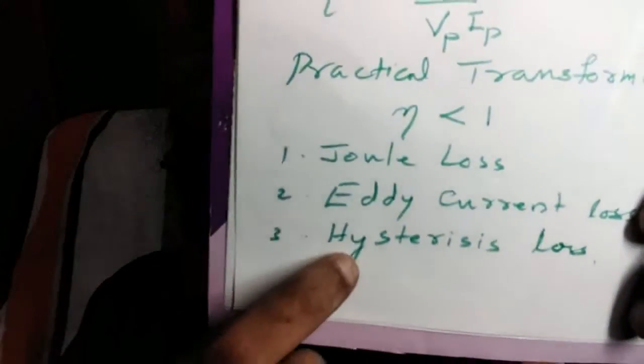Then finally there is hysteresis loss. Whenever a material is magnetized and demagnetized repeatedly, a certain amount of energy will be lost in the form of heat. That is known as hysteresis loss or hysteresis effect. You can reduce it by choosing proper materials such as soft iron, etc. And we will discuss this hysteresis loss in detail in the section on magnetic properties of materials.